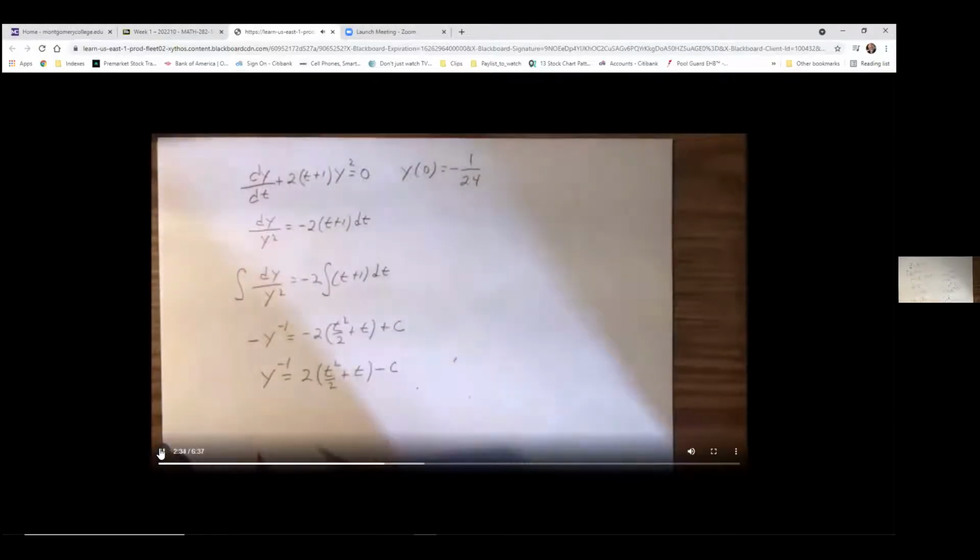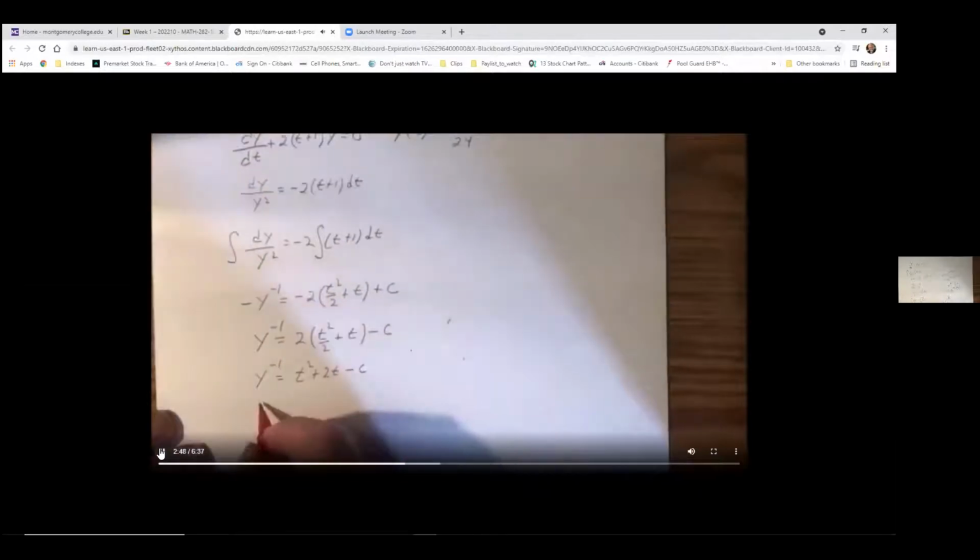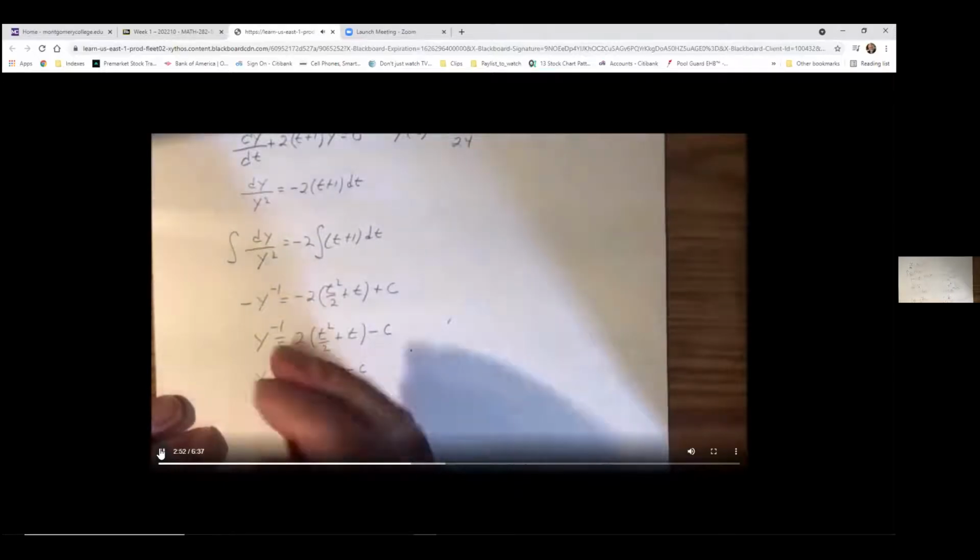Okay. So let's see now. All right. So I can rewrite this like this now. This would be t squared plus 2t minus c. Now, I can write this as, let's see, write this as y equals 1 over, just take the reciprocal of both sides.